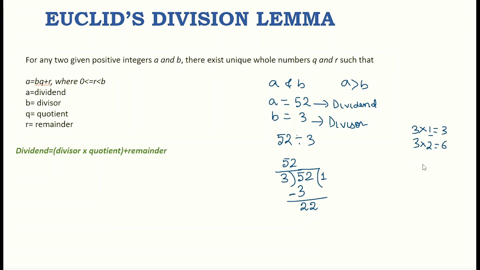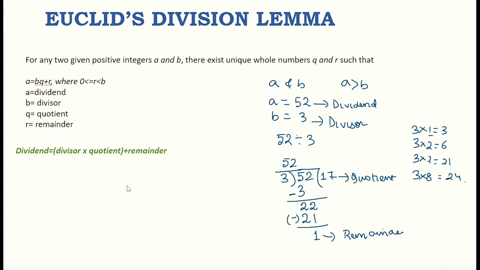Now if we see the multiplication table of 3, we have 3 sevens are 21 and 3 eights are 24. So obviously we will be considering 3 multiplied by 7 is 21. So 7 we write here in the quotient and 21 we write here. Next step, you subtract 21 from 22 and you get 1. So we can say that 17 acts as the quotient and 1 is acting as the remainder. From here what are you getting? a equals 52, b equals 3, q is equal to 17 and the remainder is equal to 1.